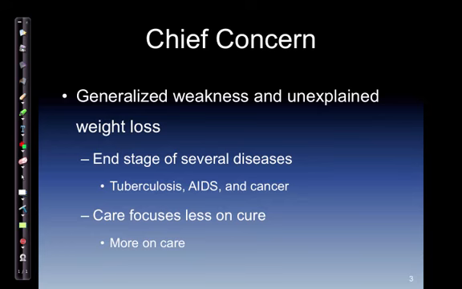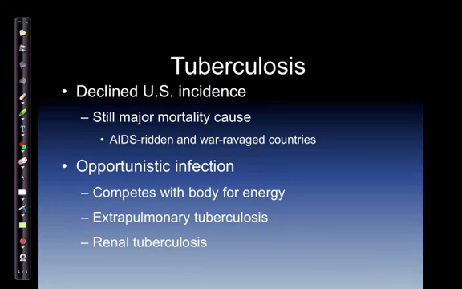Chief concern: generalized weakness and unexplained weight loss, end stage in several diseases to include, but not limited to, tuberculosis, AIDS, and cancer. Care focuses less on the cure and more on the care. Tuberculosis has declined in the U.S. Still a major mortality cause, though, worldwide. That would be from AIDS-ridden and war-ravaged countries. It's an opportunistic infection. It competes with the body for energy. Patient begins to waste away.